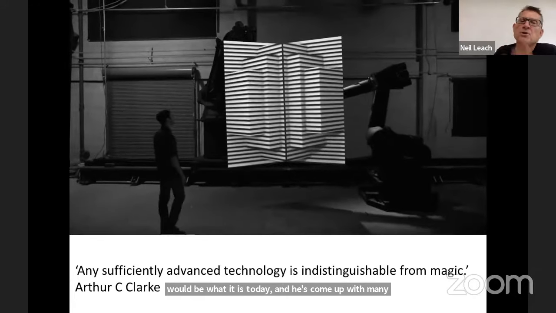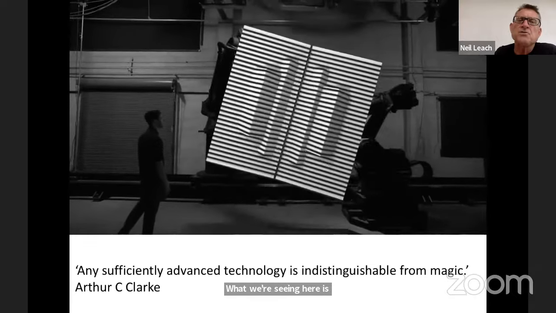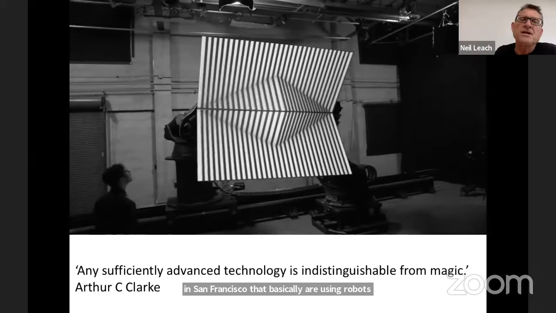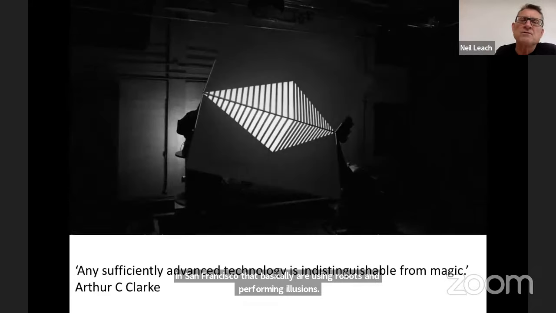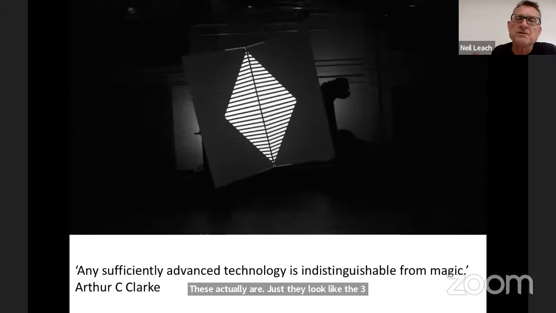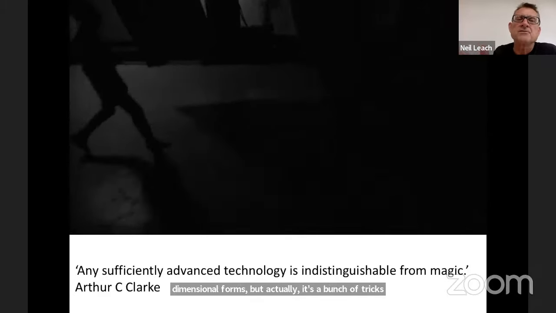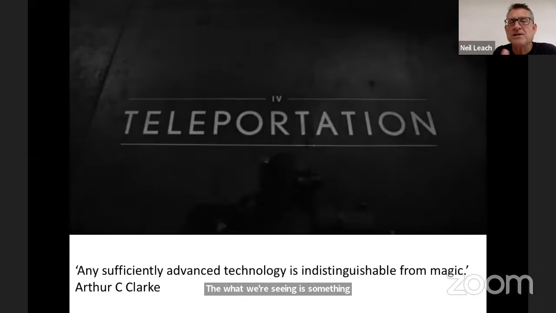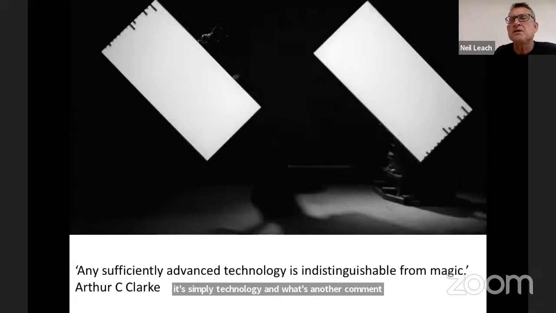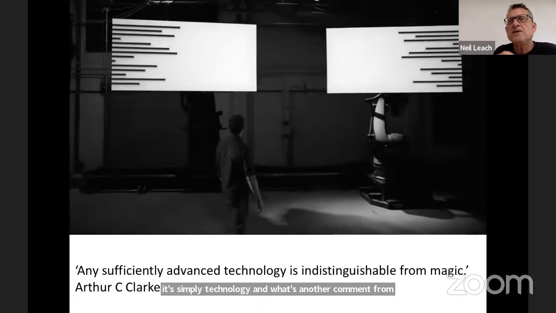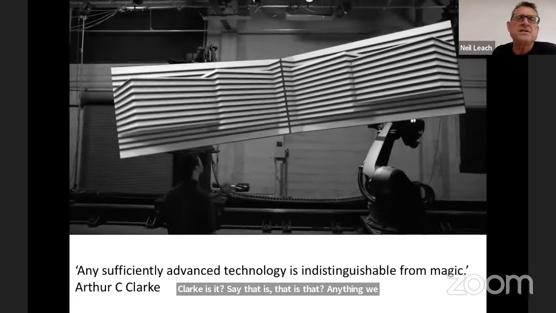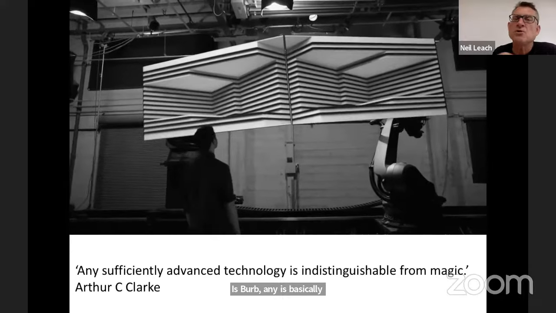What we're seeing here is Bot and Dolly, a company based in San Francisco that basically are using robots and performing illusions. They look like three-dimensional forms, but actually it's a bunch of tricks that give the impression that what we're seeing is something else. But in the end, it's simply technology. And another comment from Arthur C. Clarke is to say that anything we don't quite understand is basically science that we haven't understood yet, and we call it magic.